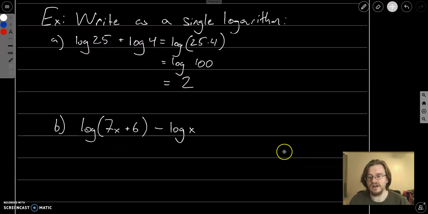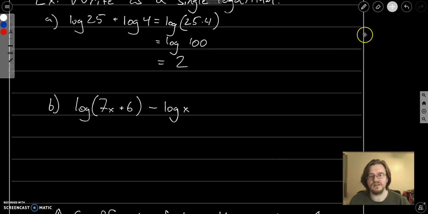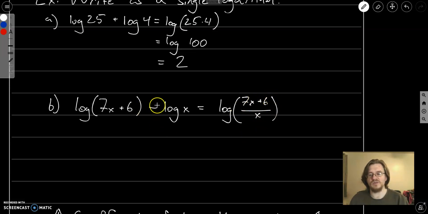If we continue on, we've got log of 7x plus 6 minus log of x. And we know that when we subtract, we're not going to be multiplying, we're going to be dividing. So here, this is just going to be log of (7x plus 6) divided by x. So again, when we're subtracting logarithms, it turns into division within the logarithm itself. And yeah, so we've combined everything into just one single logarithm.